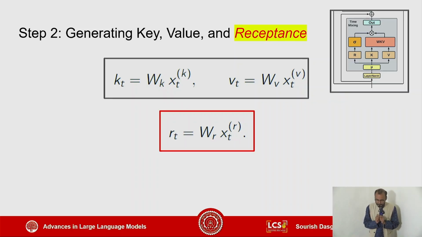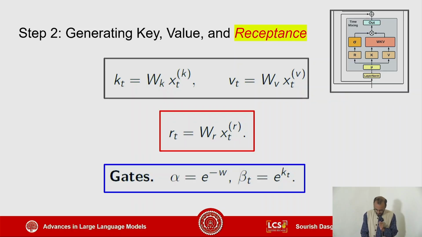Okay, before that, let's just look at why this receptance is needed. This receptance, what it does is that it helps you to create. But let me first give you something to do with the gates that we create on the key and the value, and then we look at what this receptance actually does. For now, let's just hold on to that there is something called receptance, and which will be important.